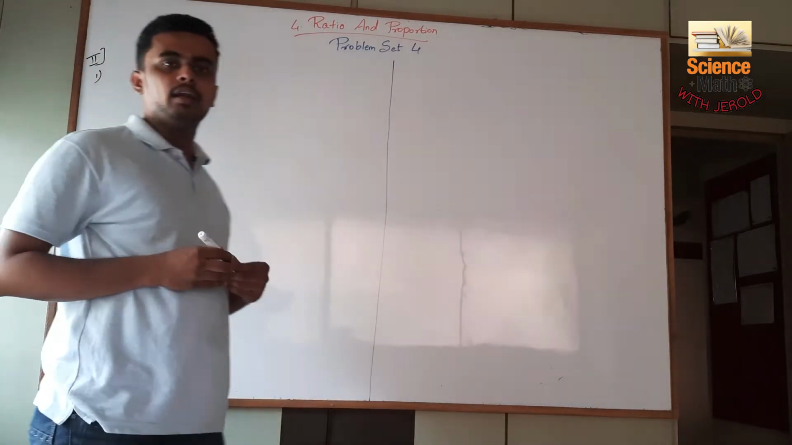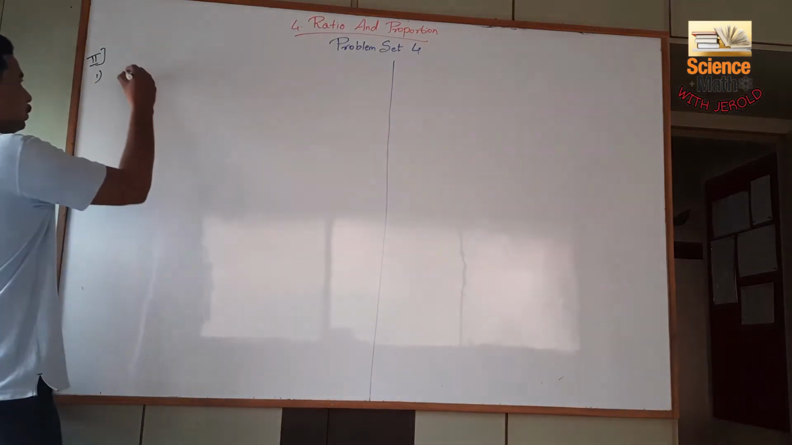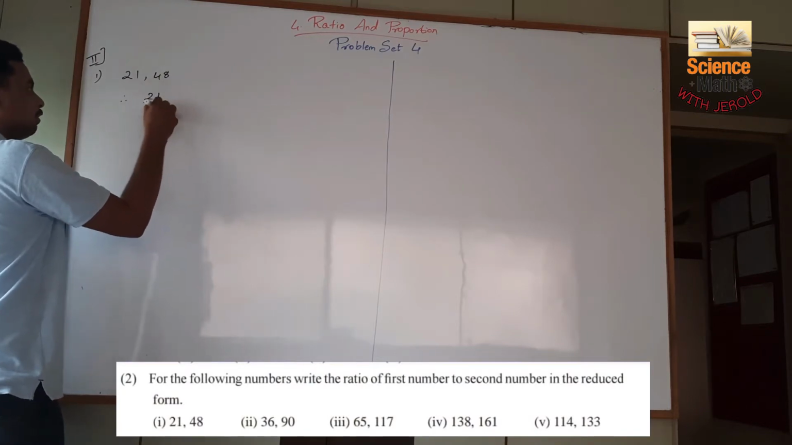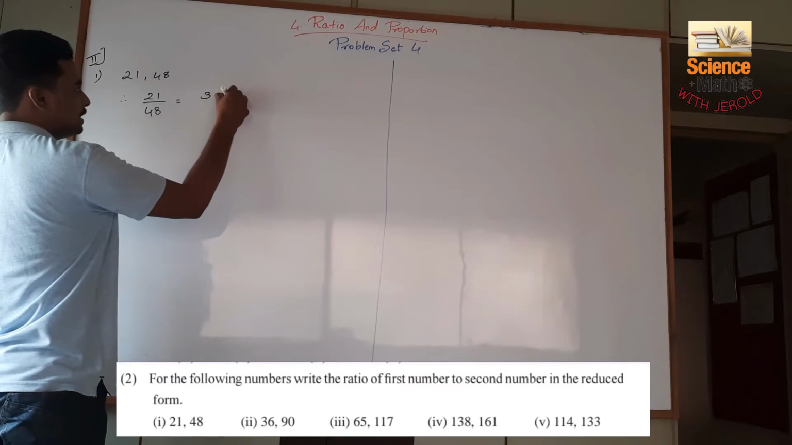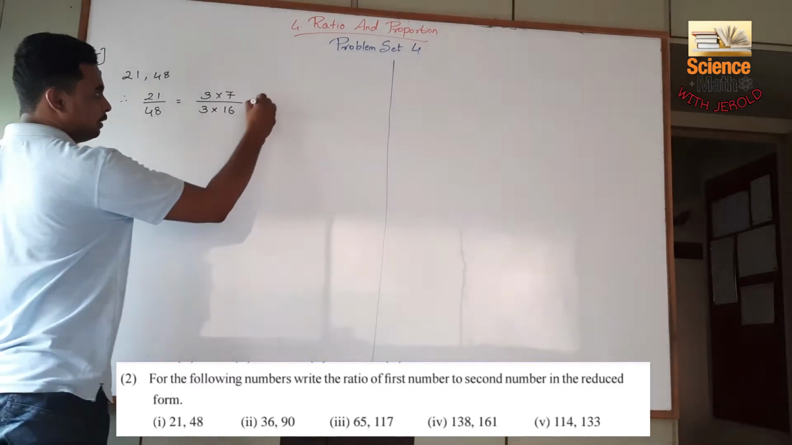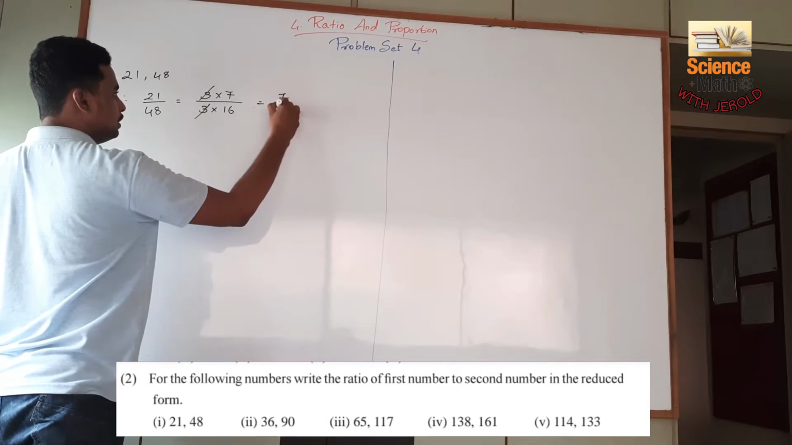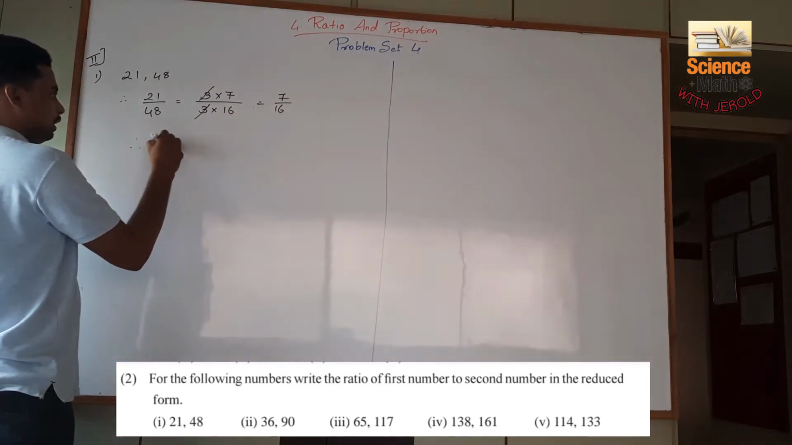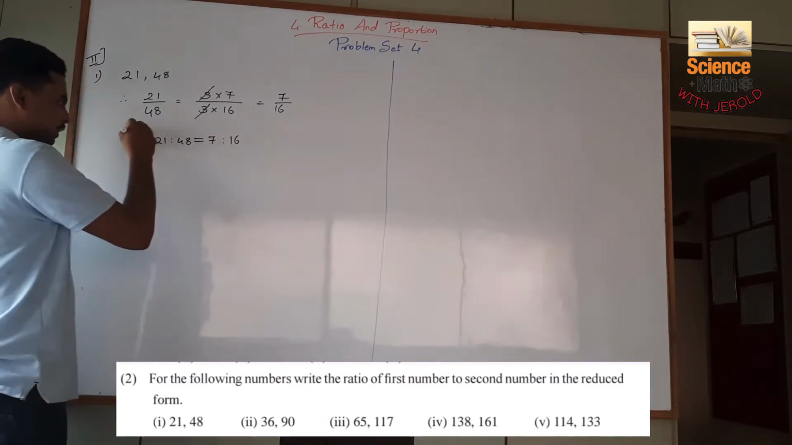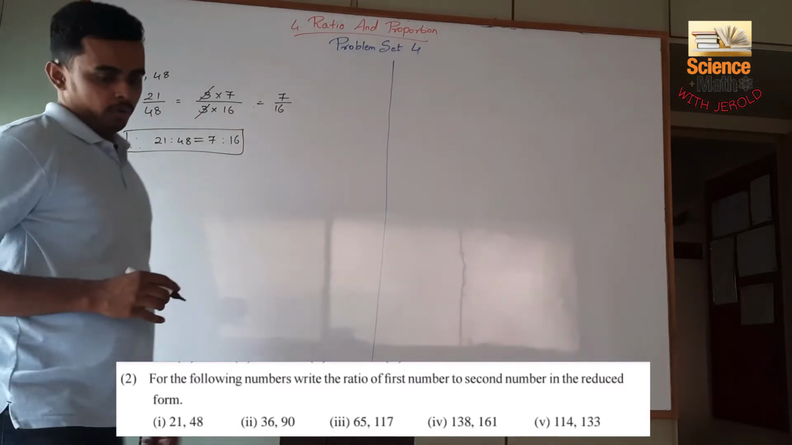As we have done in earlier exercises, we have to reduce the number to a simple ratio. Here is what we have to do. First numbers are 21 and 48. Therefore 21 divided by 48. As you know, 3 sevens are 21 and 3 multiplied by 16 is 48. Therefore the 3 and 3 cancel, so I get 7 upon 16. Therefore 21 is to 48 is equal to 7 is to 16. This is what we have for the first sub question of practice set 4.